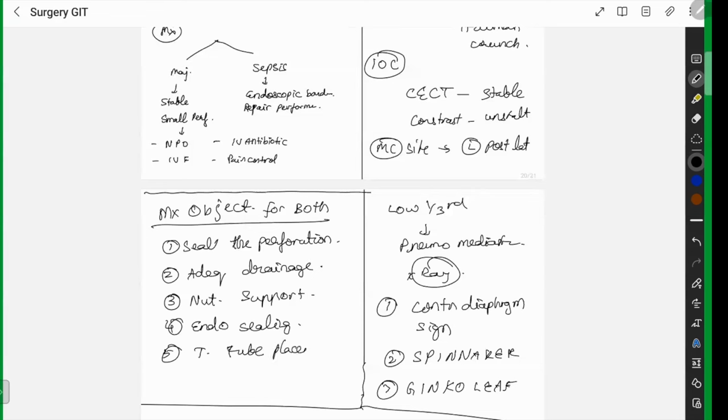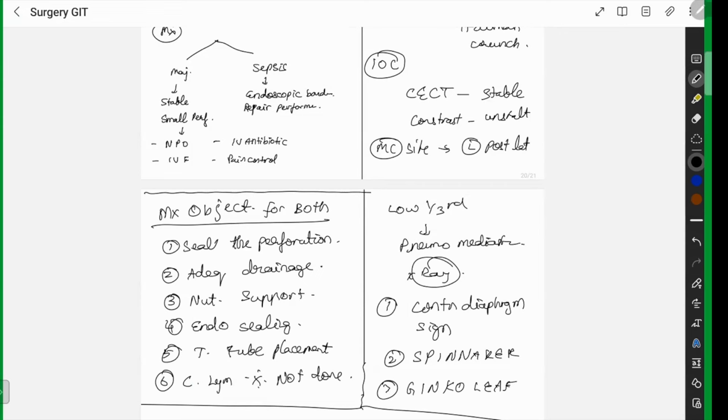T-tube placement is done. And number six, cervical lymphadenopathy, which is nowadays not done. Okay, so this is going to be the objective of both the conditions. The objective of both the conditions is this only. And with this, we are completing Barrett's esophagus.